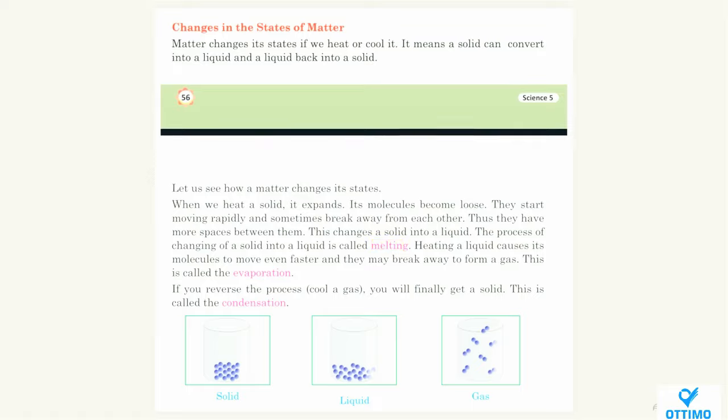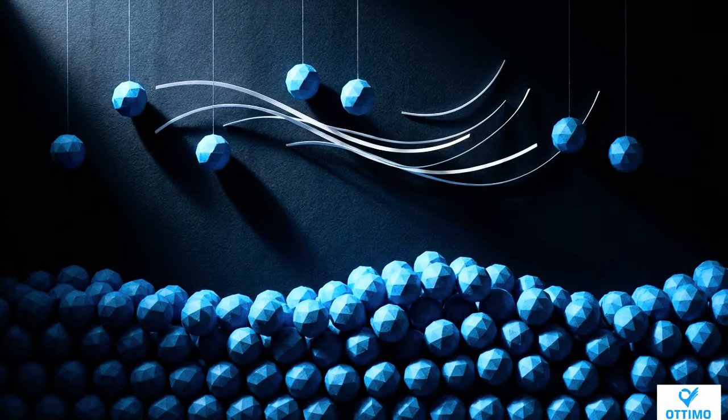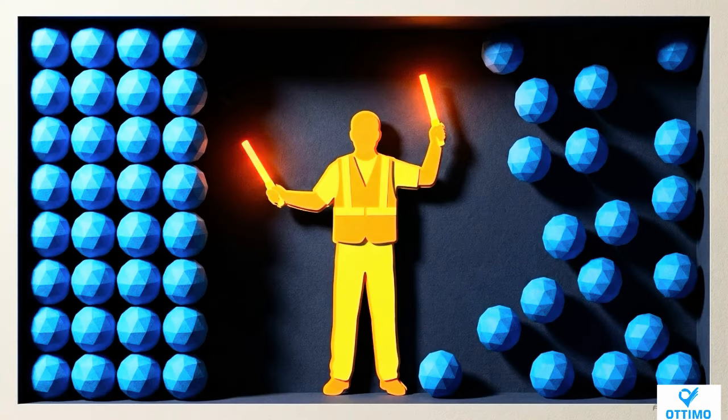If we keep boiling that liquid, we add even more energy. Notice the third beaker here. The molecules are now moving so fast that they break away from each other completely and float upward as a gas. This is called evaporation. And we can run this entire process in reverse. If you cool a gas down, you take that energy away. The flying molecules slow down, lose their speed, and are forced to huddle back together into a liquid state. This reverse process is called condensation. By simply adding or removing heat, we are acting like traffic controllers, determining the exact speed and spacing of the universe's tiniest building blocks.